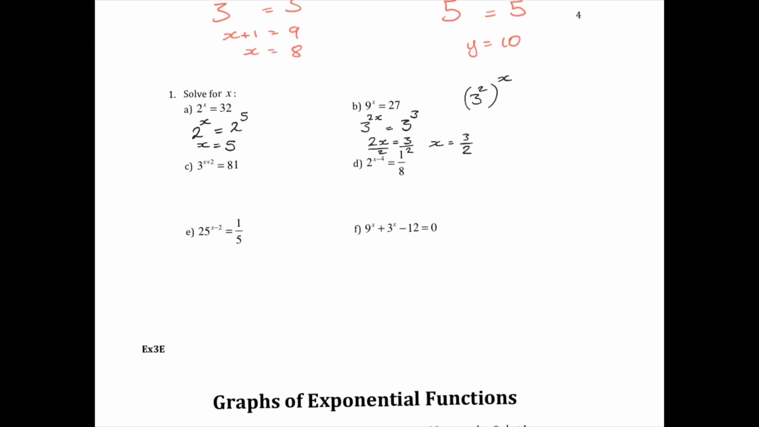Any thoughts? So it's 3 to the x plus 2 equals 3 to the 4. What can I say now? Beautiful, I like that. x plus 2 equals 4. So x is 2. And you might minus 2 from both sides and say x equals 2.